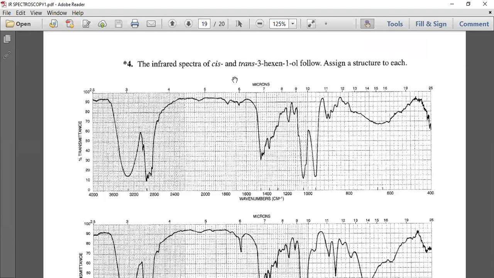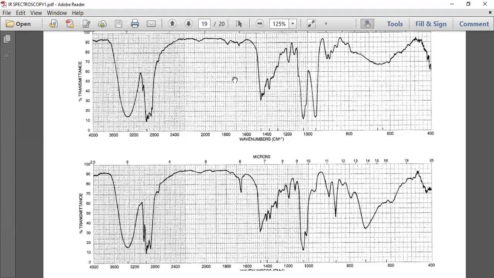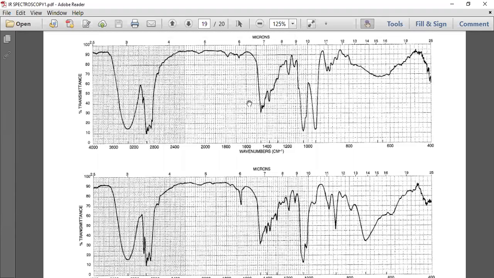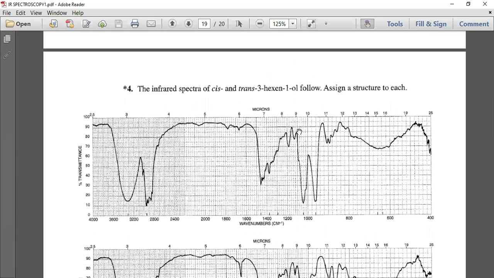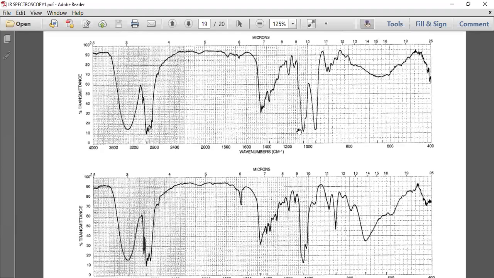Then which one is cis and which one is trans? Among these two, one compound is trans, cis and trans 3-hexen-1-ol. Both are alcohols. You can clearly see the functional group is more or less the same, but the fingerprint region is entirely different. Now you tell me which one is cis, which one is trans. Please unmute yourself and convey your answer.